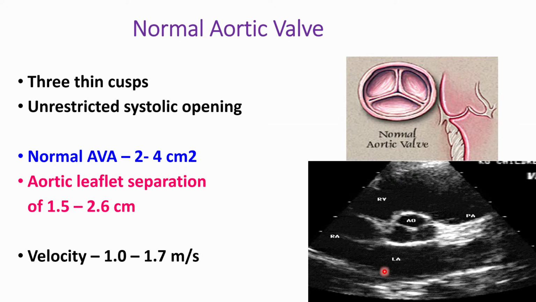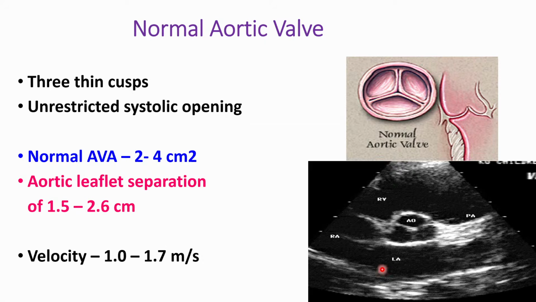Then coming on to the next valvular heart disease in rheumatic heart disease, aortic stenosis. The most commonly isolated aortic stenosis is usually due to calcific aortic valve in old age, because of the degenerative process. In young individuals, it is due to rheumatic heart disease, and it is always associated with mitral valve disease.